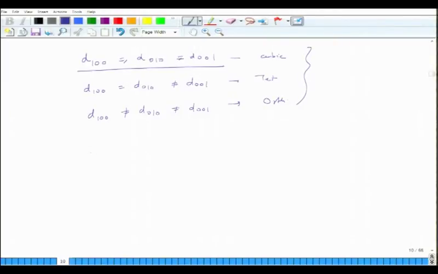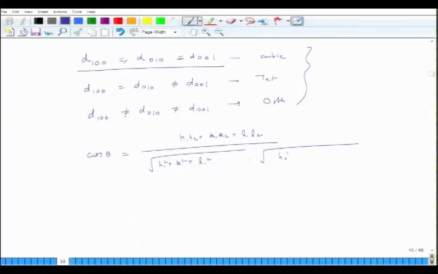Similarly, angles. In case of cubic system, we saw the angle: cos theta was H1 H2 plus K1 K2 plus L1 L2, divided by square root of H1 square plus K1 square plus L1 square, into square root of H2 square plus K2 square plus L2 square. This is again only for cubic system. It will be different for tetragonal and orthorhombic systems.